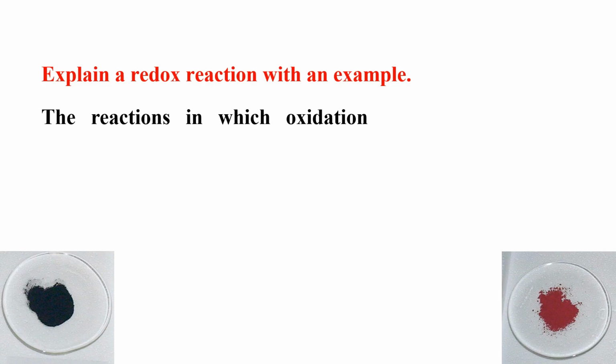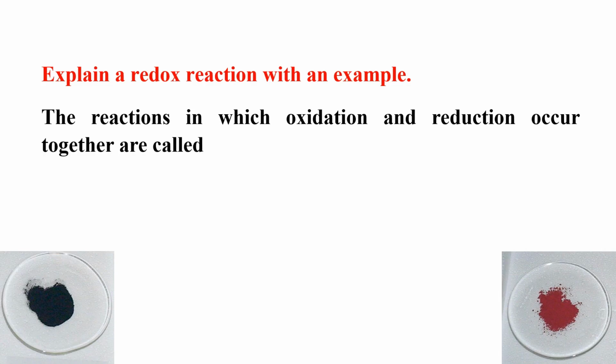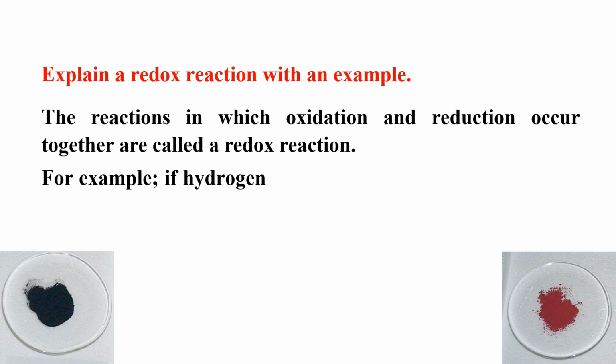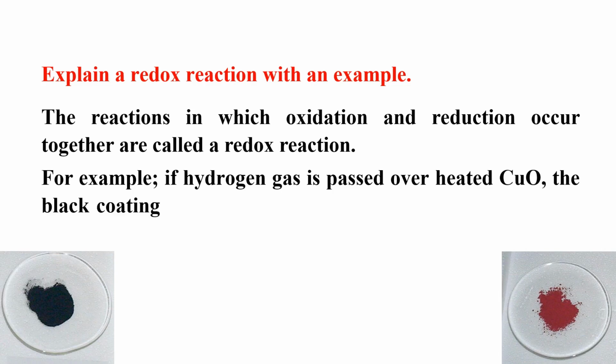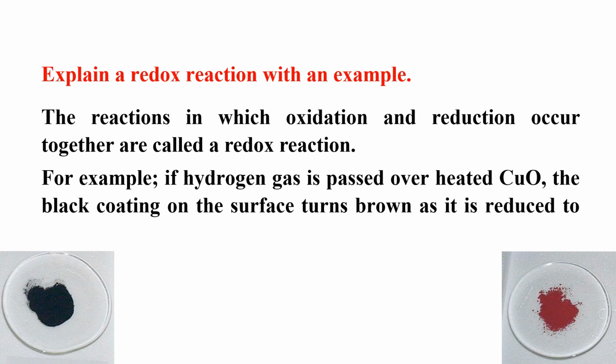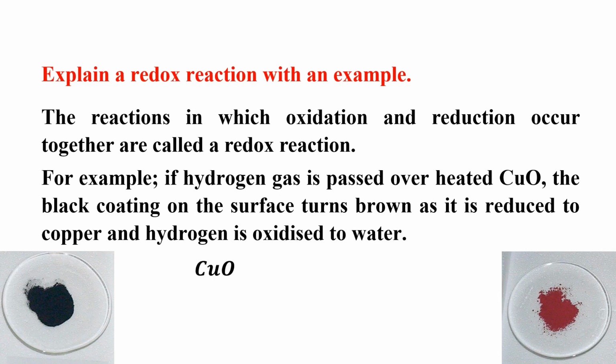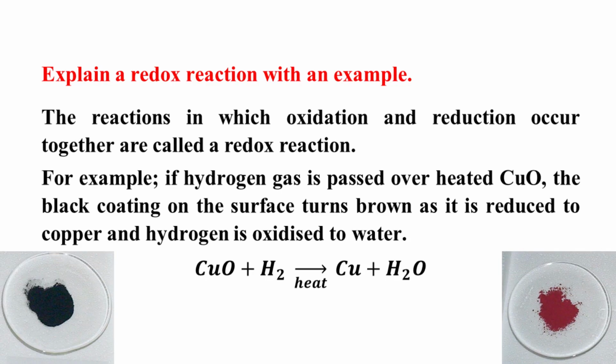Explain a redox reaction with an example. The reactions in which oxidation and reduction occur together are called redox reactions. For example, if hydrogen gas is passed over heated cupric oxide, the black coating on the surface turns brown as it is reduced to copper, and hydrogen is oxidized to water. This chemical reaction can be represented as CuO plus H2 on heating gives rise to Cu plus H2O.